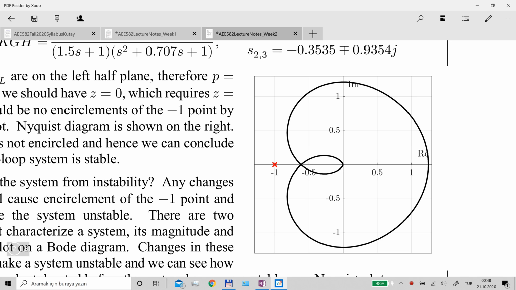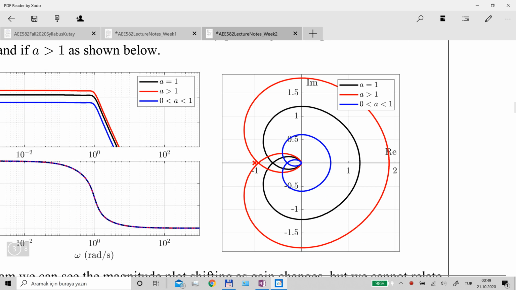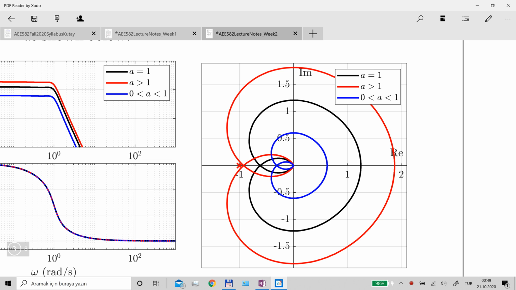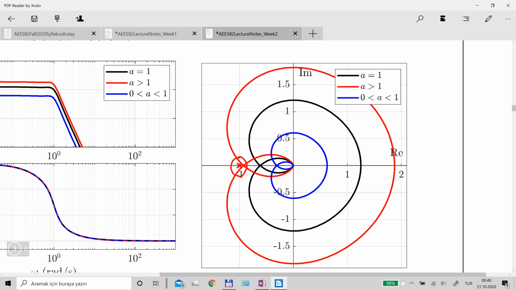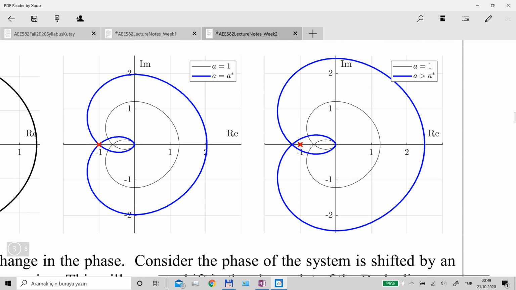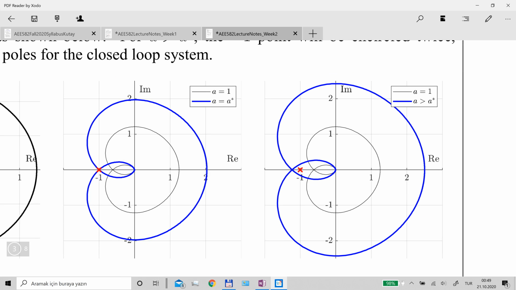But for greater values of a, which means if the magnitude of the system is increased, then you have to be careful, because as the Nyquist plot grows, at some point it will cross the -1 point, and as it passes it, for values of a that are greater than that critical value a star, there will be encirclements of the -1 point, which will make the closed-loop system unstable. And we see that here. So this is the critical value of a star, where the Nyquist plot crosses the -1 point.